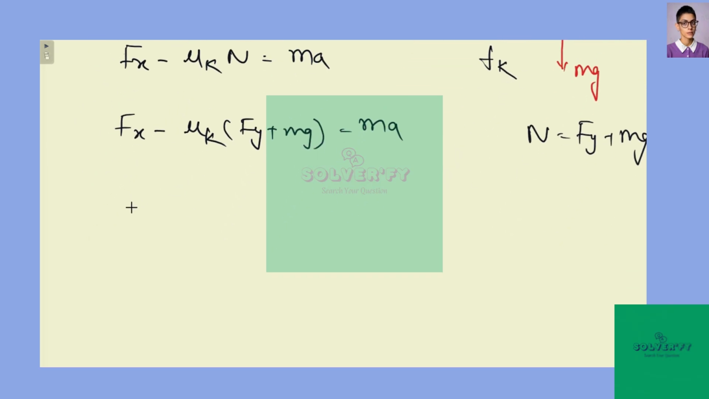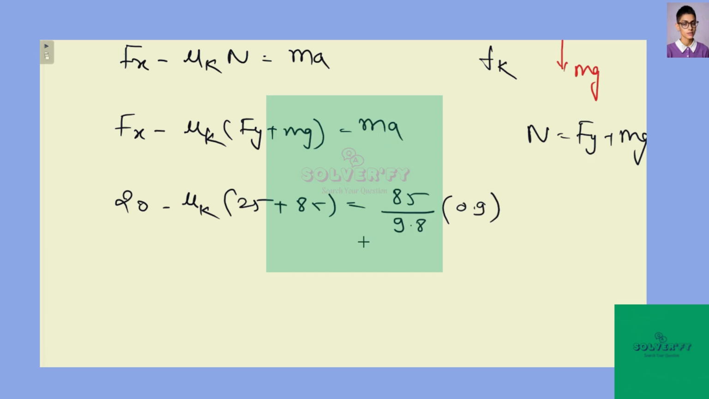So Fx is given to us, that is 20, minus mu k times Fy, which is given to us as 25, plus the weight, which is given as 85, equals the mass, 85 upon 9.8, times the acceleration. It is told that it is slowing down, so the block is not accelerating, it is decelerating with 0.9, and this comes out to be negative.